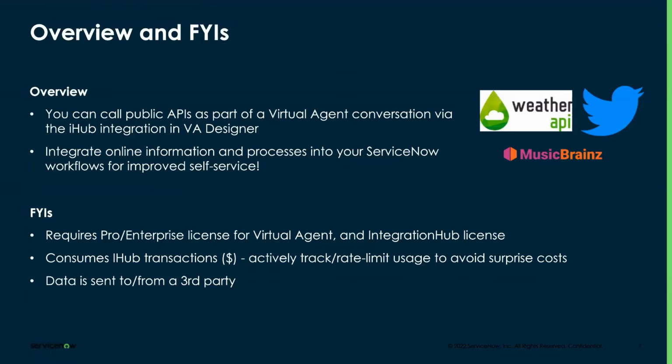So just be sure to actively track perhaps rate limit usage, just to avoid surprise costs. If your virtual agent is very popular, which I'm sure it is, just want to make sure that you're not going to overly consume more than you'd like. And then finally, just to call out, when you're using and consuming a public API, data is being sent to and from a third party. So obviously, if you don't want your users to send private information to an API, don't build it, right?